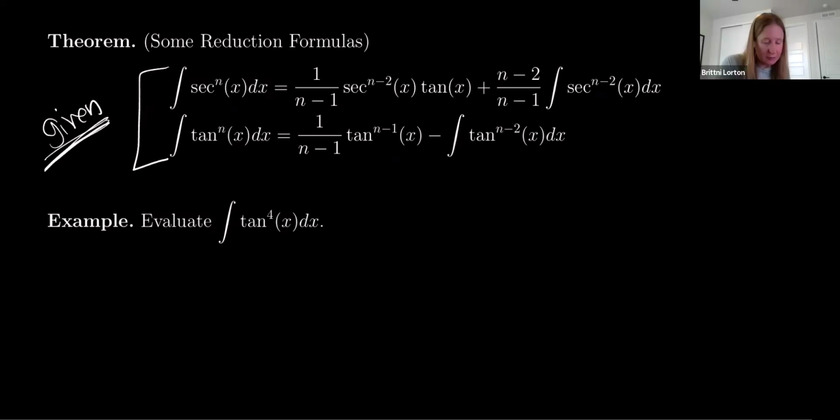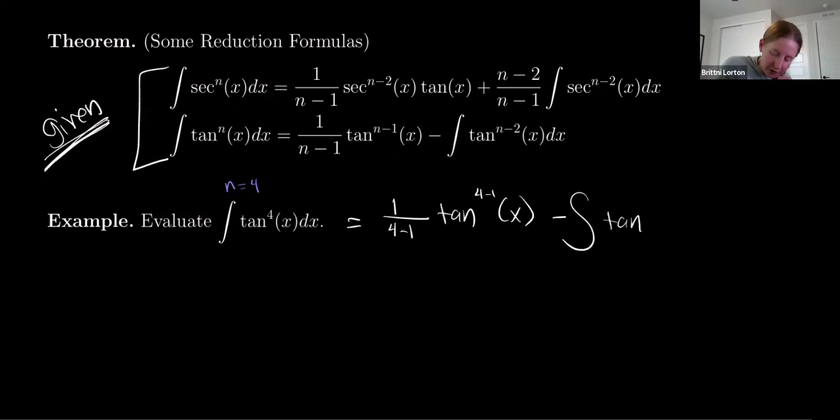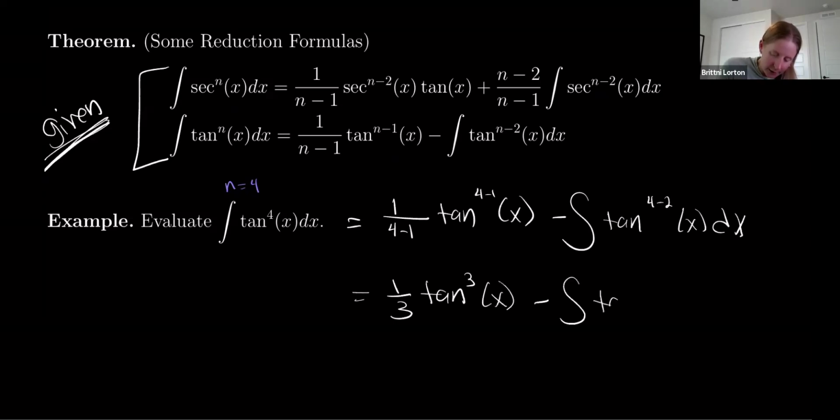So here's a tangent one. We'll just practice it. Tangent to the fourth. In that case, my n is 4. Let's write that down. My n is 4. And then you just plug it into the formula, like truly, literally just plug it into the formula. So this will become 1 over 4 minus 1 times tangent to the power of 4 minus 1 of x minus the integral of tangent to the 4 minus 2 of x dx. And then simplify. So 1/3 tangent cubed of x minus the integral of tangent squared of x dx.